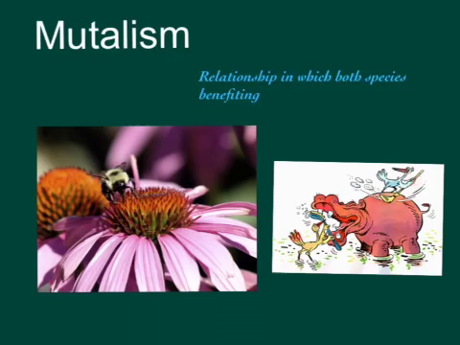Okay, mutualism is a relationship in which both species are benefiting. This bee is benefiting from this flower because it uses its pollen to make honey, and the flower is benefiting from the bee because it is pollinating the flower so it can reproduce. And this hippo in this picture right here is benefiting from the birds because they are cleaning the hippo, while the hippo lets the birds stay on him.